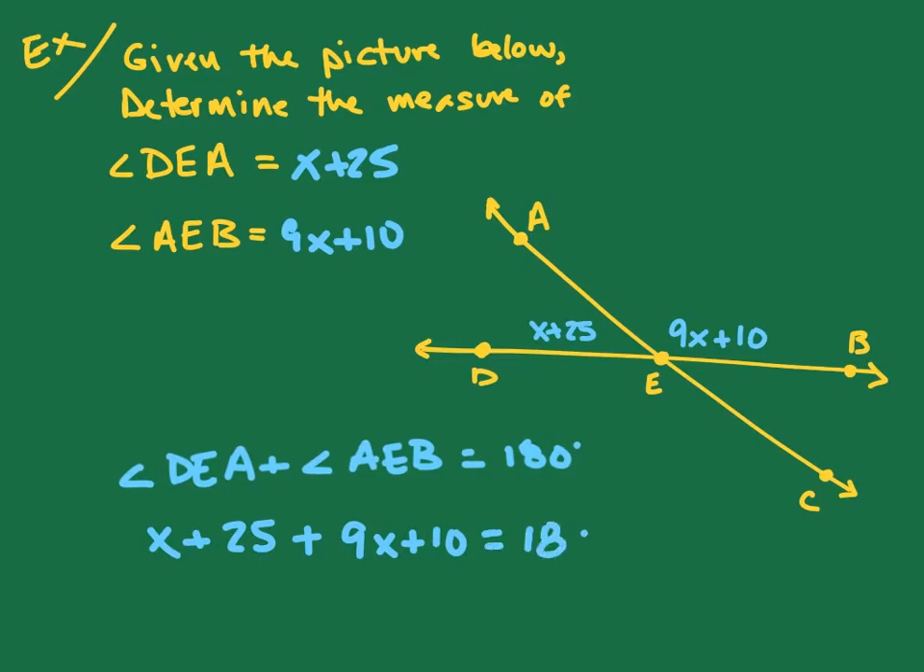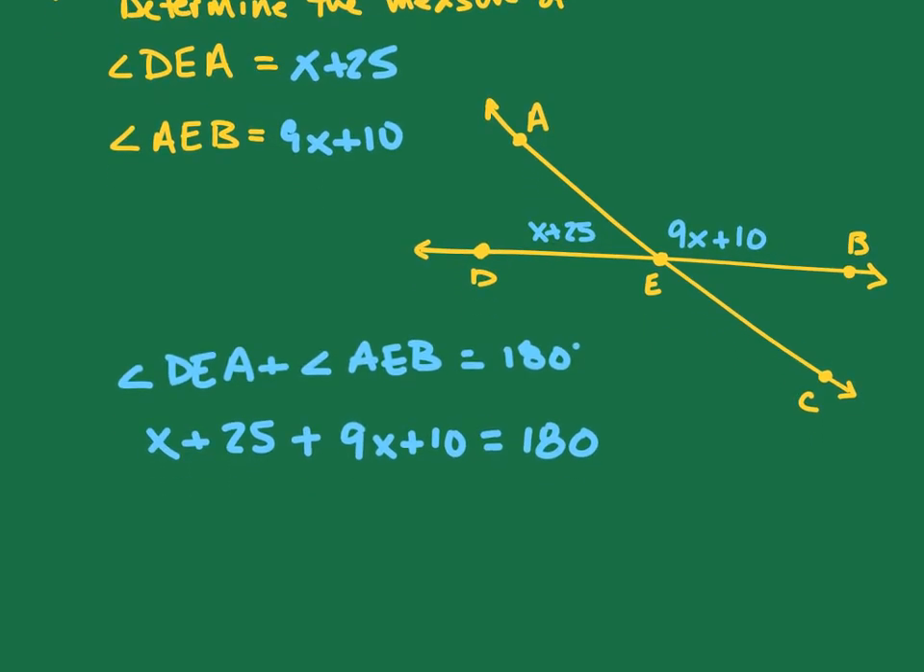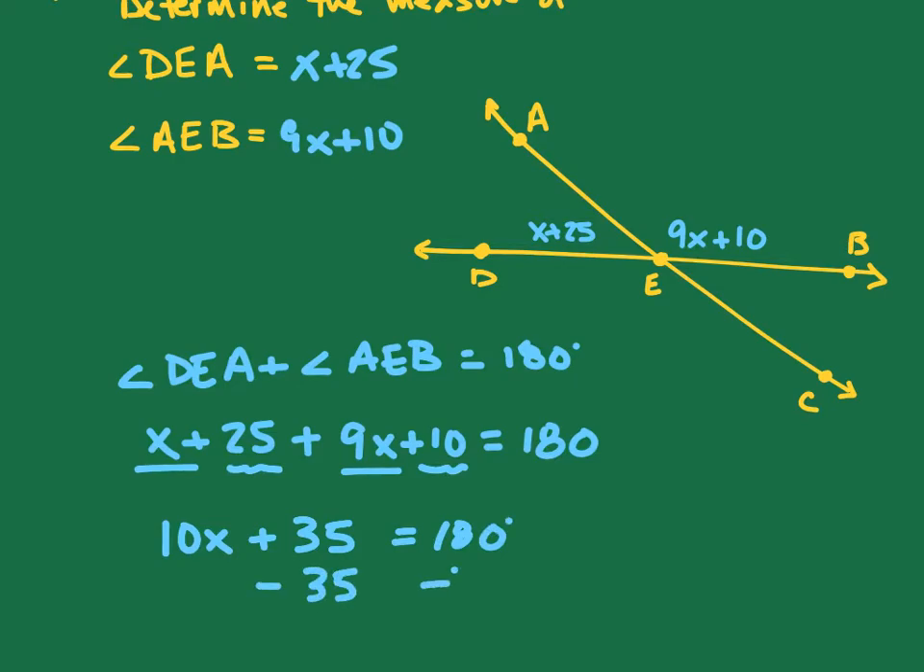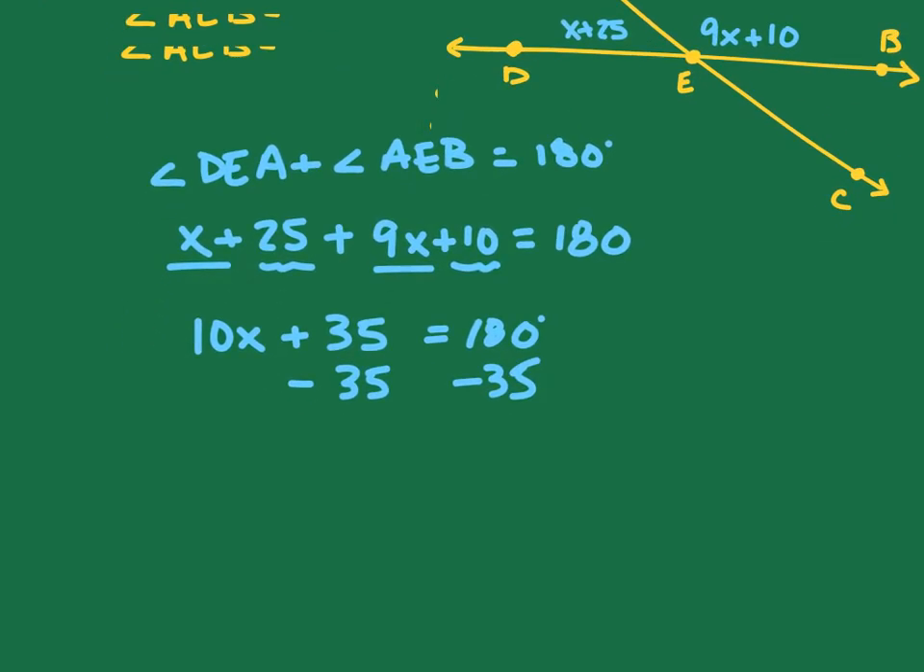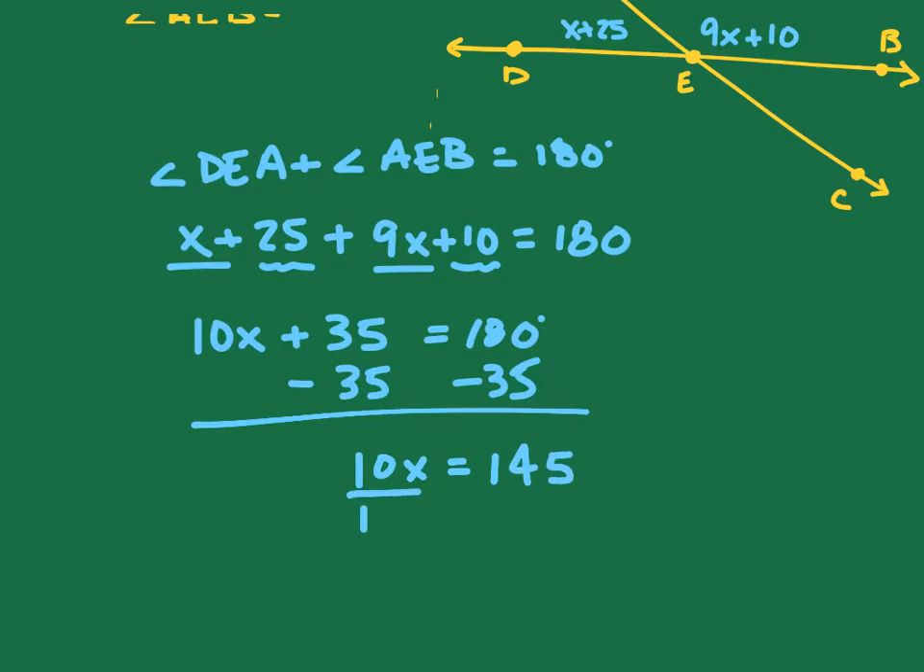Okay, so from here I have an algebra problem, and I just want to solve this equation for x. First things first, I'm going to combine like terms. x plus 9x gives me a total of 10x. 25 plus 10 gives me 35, and that's equal to 180 degrees. I'm going to subtract 35 from both sides, and that's going to give me that 10x is equal to 145. Now, when I solve this for x, I'm going to divide both sides by 10, and I'm going to get that x is equal to 14.5.